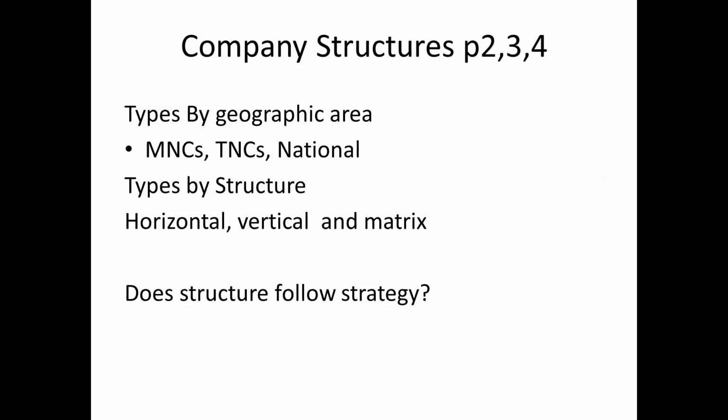The study guide goes a bit silly and talks about structures of organisations, MNCs, TNCs, national, horizontal, vertical and matrix. So companies are structured differently and they follow different strategies. There's no one right strategy. And the old argument in the strategy books used to be, does strategy follow structure? Well, on prescriptive strategy, it would. But if your strategy is emerging, then it may be influenced by your culture and structure. So it's quite a complex question that they shouldn't ask you.